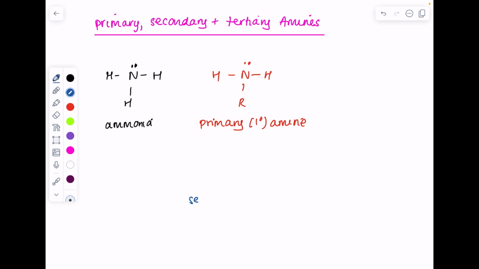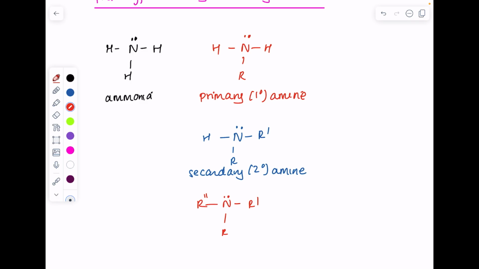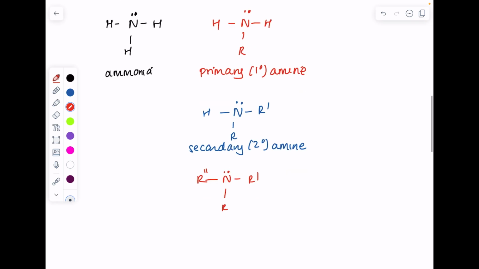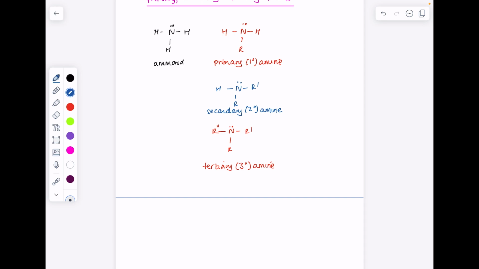What about a secondary amine? We're now going to have two R groups attached to that central nitrogen atom. And here's our tertiary amine. And then very closely related, we have our quaternary ammonium salt, which you're probably already aware has a positive charge.